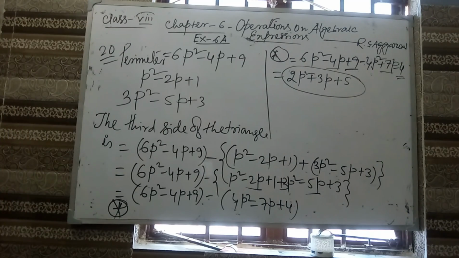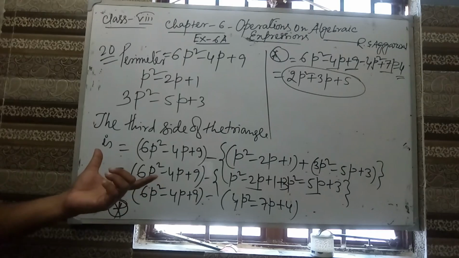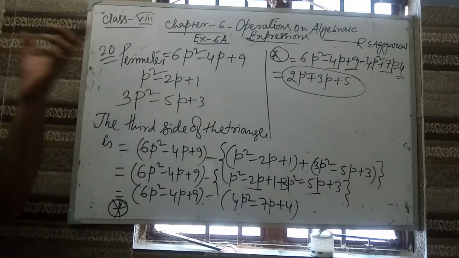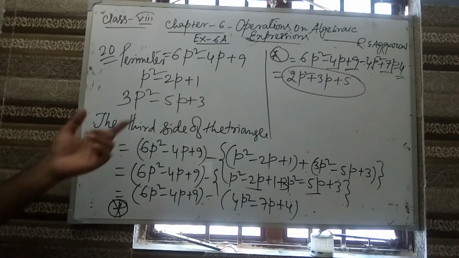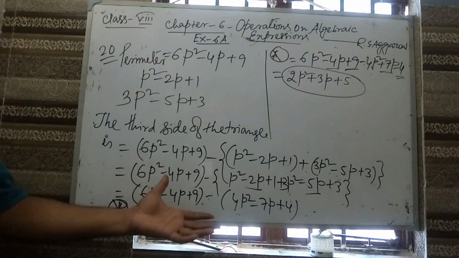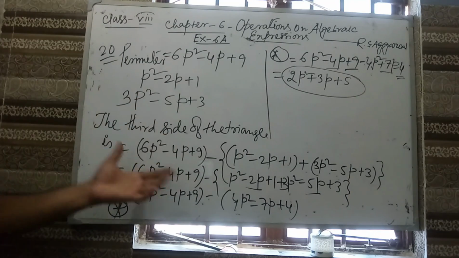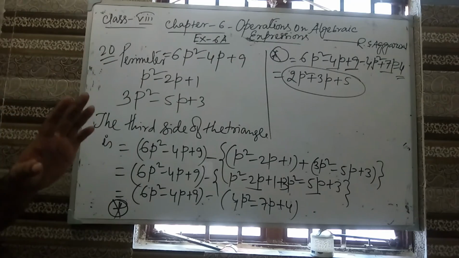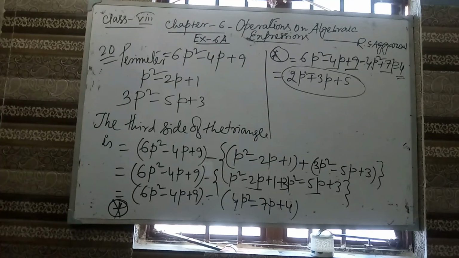Now check the answer. It is very important that you copy the sum correctly. Otherwise, if you make one single mistake as we did here, the whole result changes. But the procedure is correct. Procedure is correct, but if we miss out these 3, then the result will change. So be careful when you copy the sum.